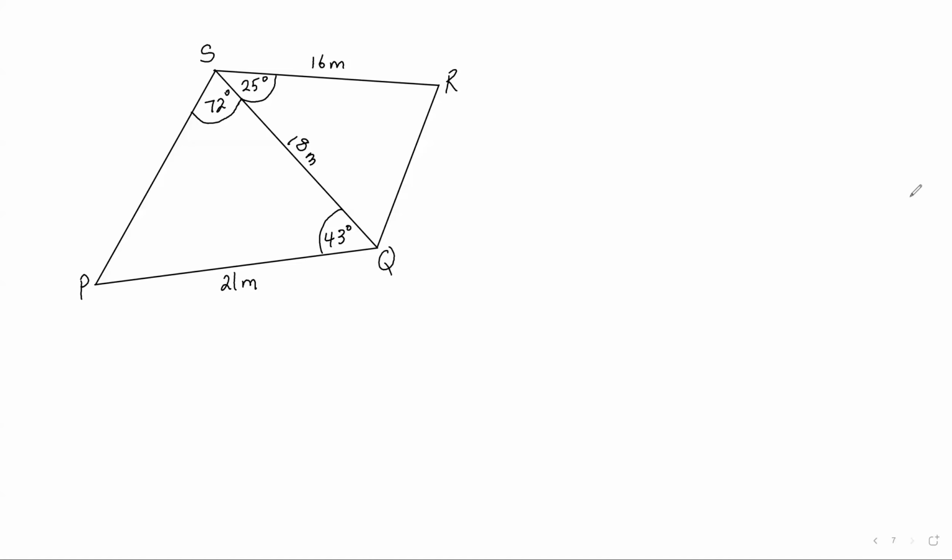Right, girls. So this question is from May/June 2024, so it's recent. The question says, the diagram below shows a quadrilateral PQRS formed by joining two triangles PQS and QRS. The first part of the question, which is worth 3 marks: calculate the length of QR.